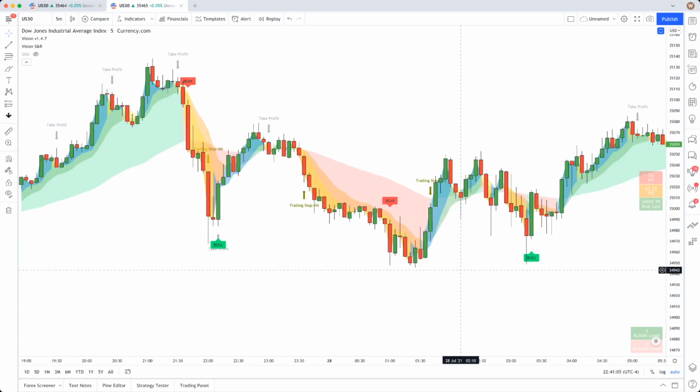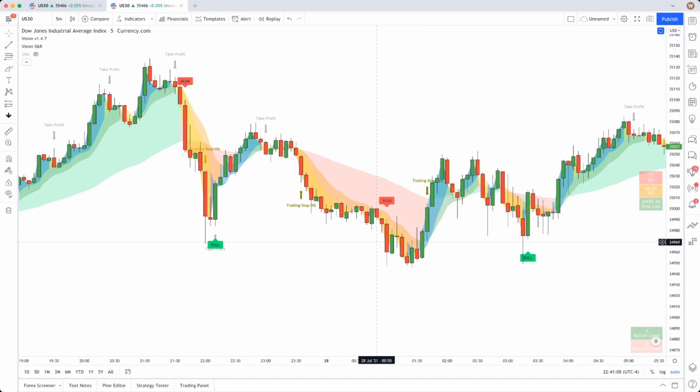Like right here, I think this is one of really the only bad ones I've seen. I mean, again, I can't say it was bad, because if you look at this, where did it tell you to take profit? There's still about 70 points in that right there to the take profit.